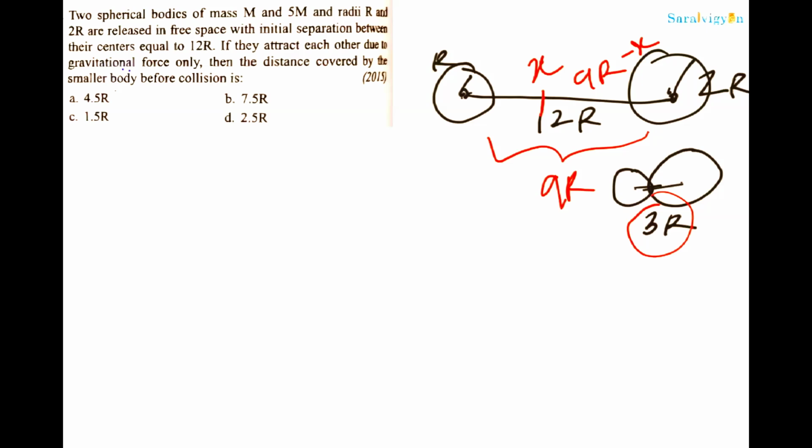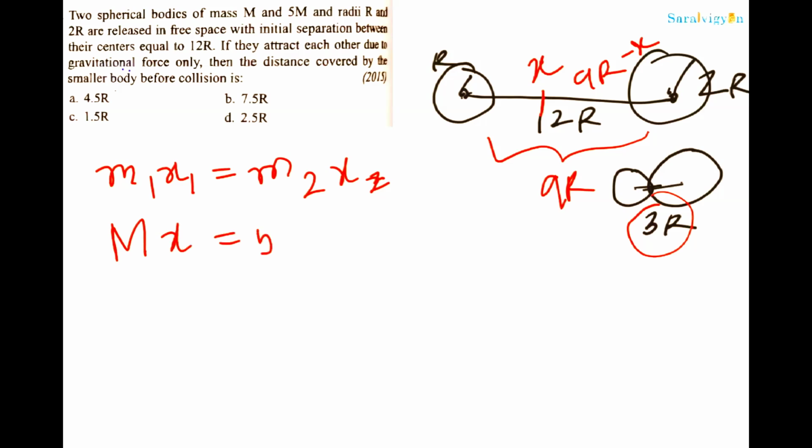Since they attract each other due to gravitational force and the forces are mutual, we can say that their center of mass is the same. So m1 x1 is equal to m2 x2. So first mass is m and x1 is x, is equal to m2 which is 5m, and x2 is 9r minus x.